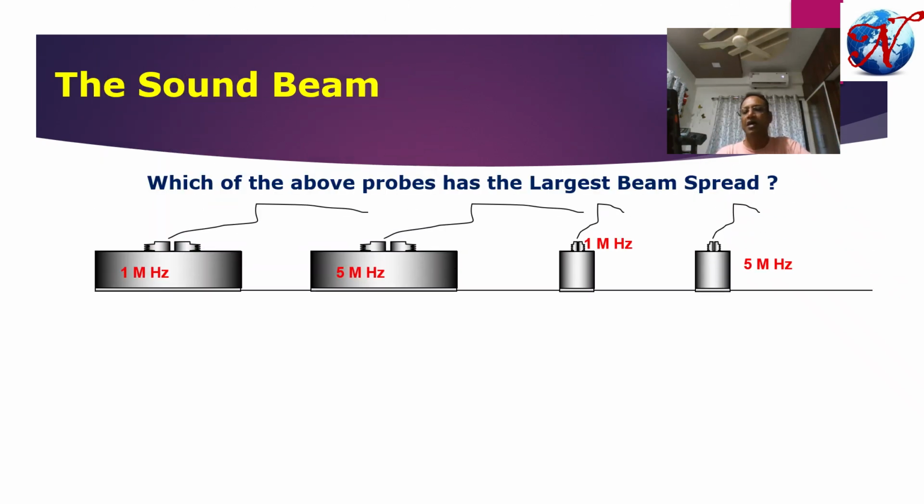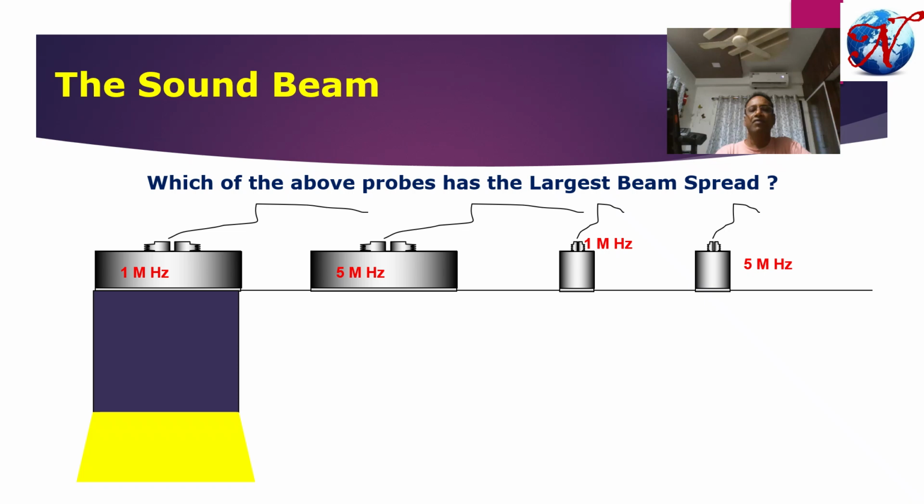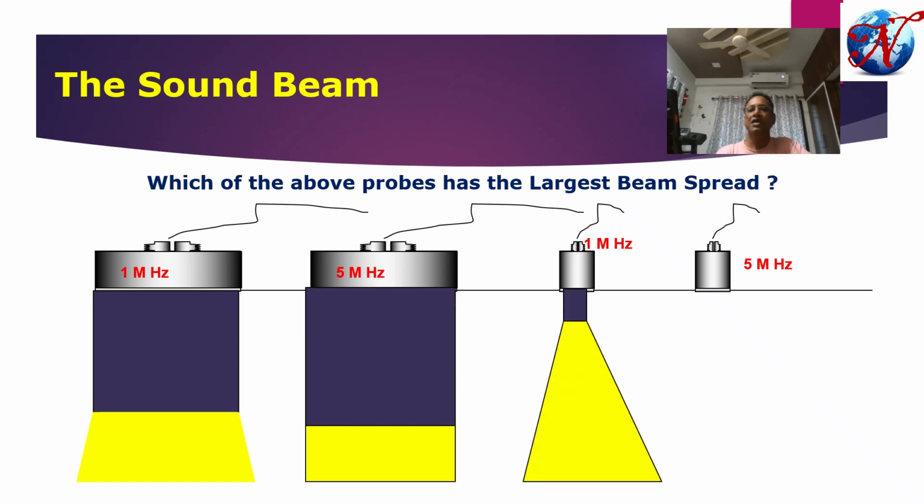So the effects of crystal diameter and frequency on the determination of near field and beam spread are vice versa to each other. That means if we increase the crystal diameter, it will increase the near field, but it will decrease the beam spread.